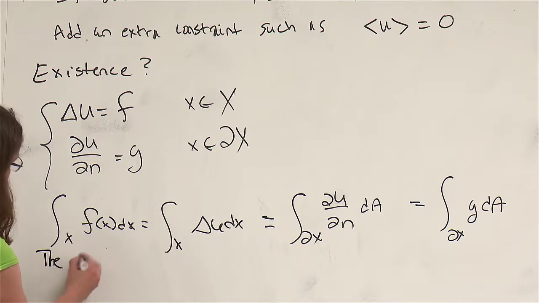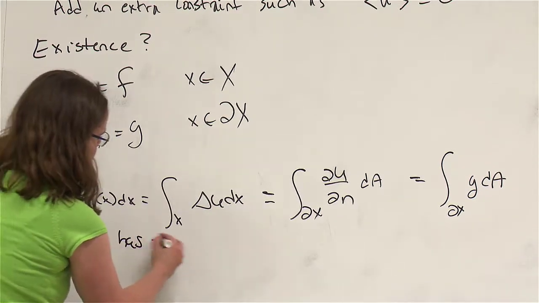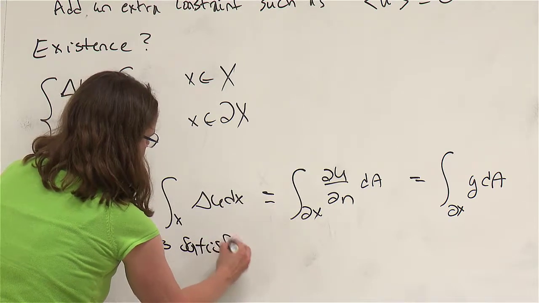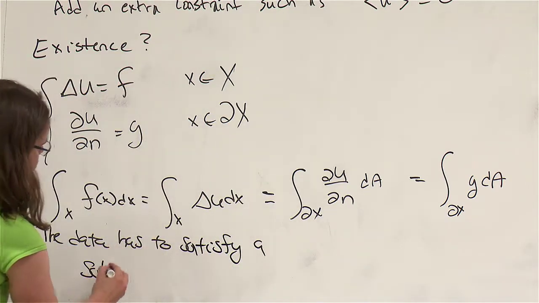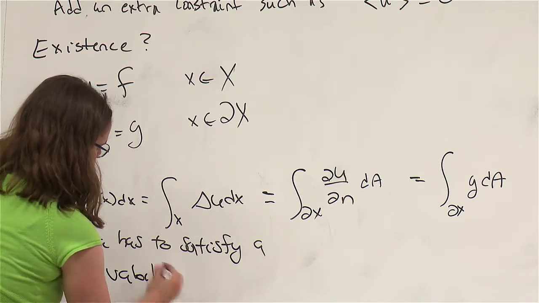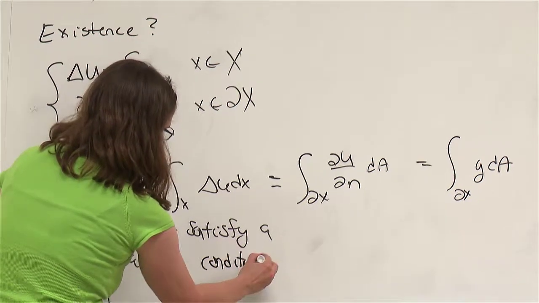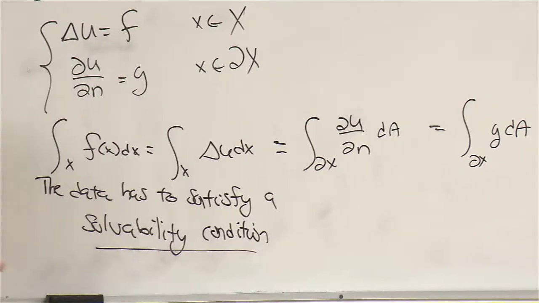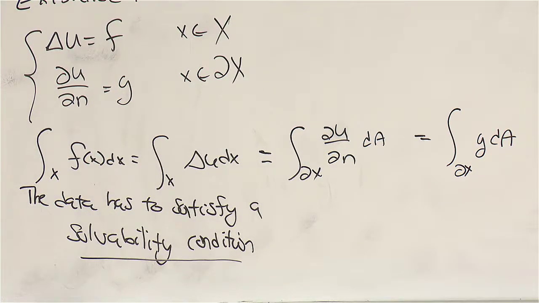So the data, in other words, has to satisfy a solvability condition. Even in simple problems, linear problems, you can't just throw down any data that you want and say there's a solution. So there's no reason to expect life will get easier when we go nonlinear. But again, we can work this out.